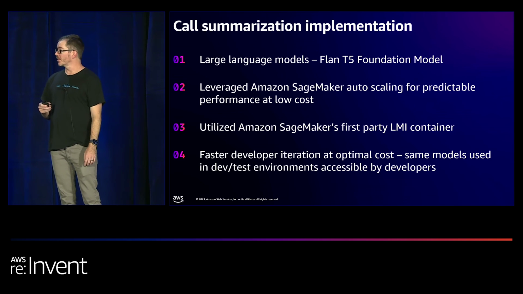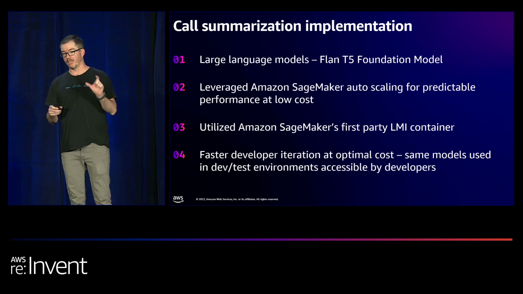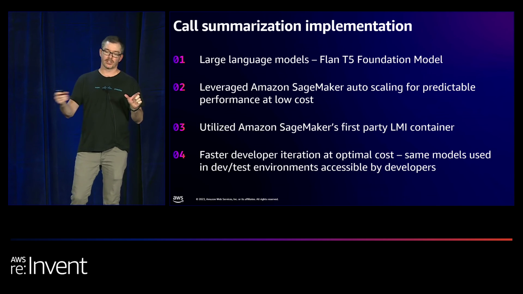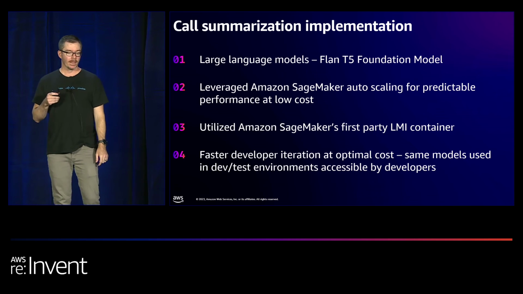But SageMaker autoscaling makes it very easy for us to look at metrics about how the model is performing and how applications are using it, and get us the capacity we need in order to serve inferences, and then scale back when we no longer need the capacity.